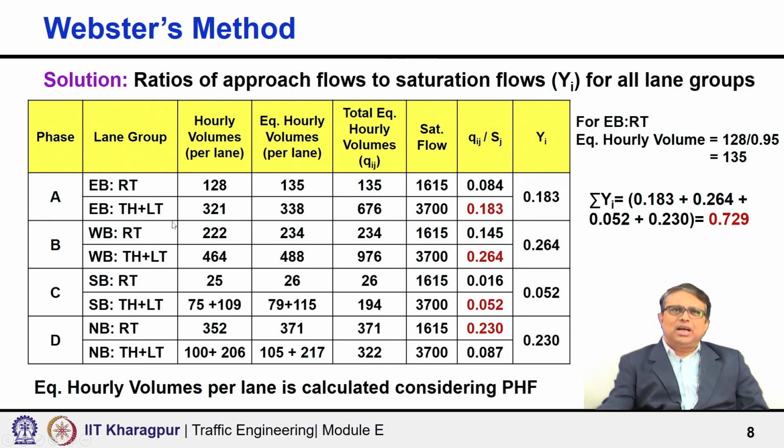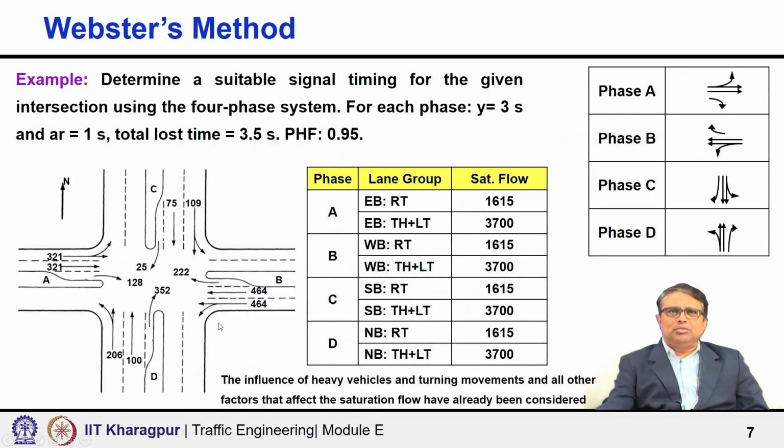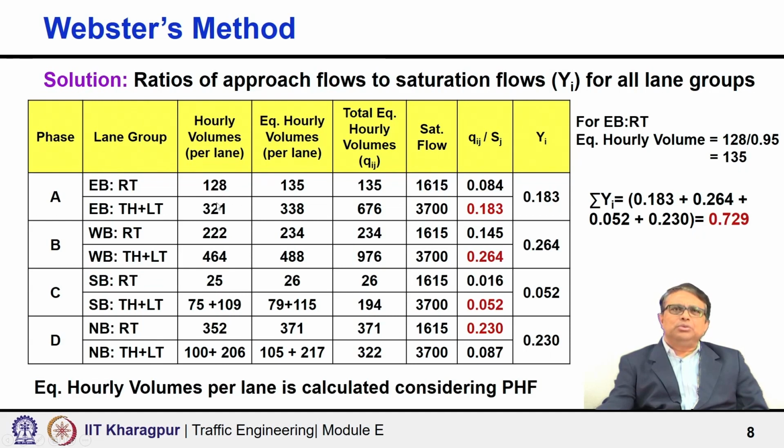Now, the hourly volumes per lane are the same values as given on the previous page. For example, eastbound right turn is 128 vehicles. Similarly, the straight is 321, and the straight and left combined, the shared lane, is also 321. So, in the same way we take the values 321.